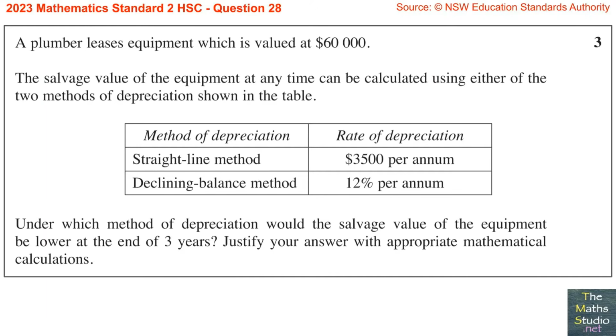Question 28. A plumber leases equipment which is valued at $60,000. The salvage value of the equipment at any time can be calculated using either of the two methods of depreciation shown in the table. Under which method of depreciation would the salvage value of the equipment be lower at the end of 3 years? Justify your answer with appropriate mathematical calculations.